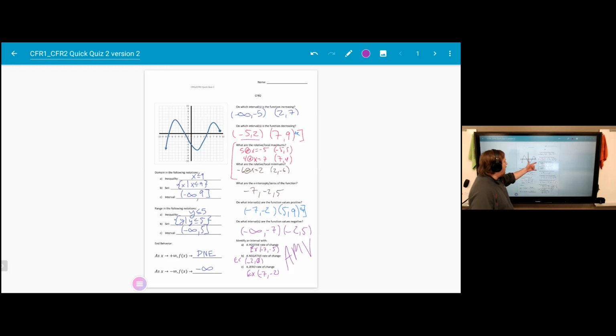Where are we at? Relative maximums. We've got two. We've got one peak here and one peak here. That is the y value is 5 at x equals negative 5, and one is 4 at x equals 7.